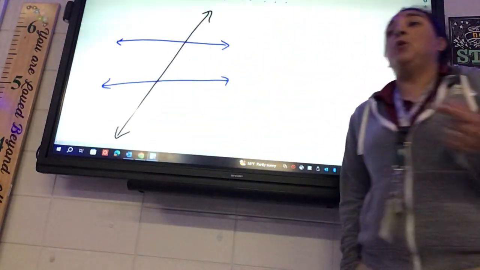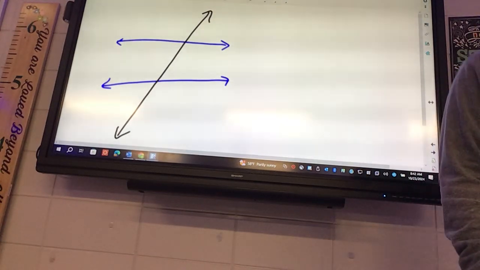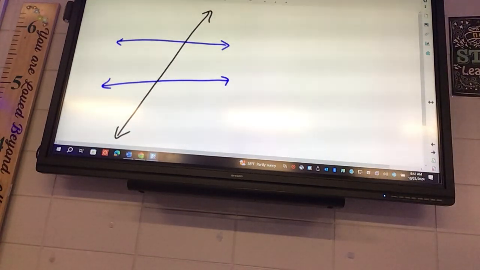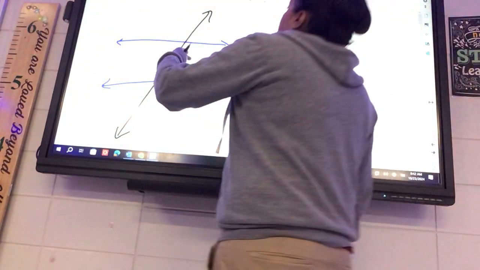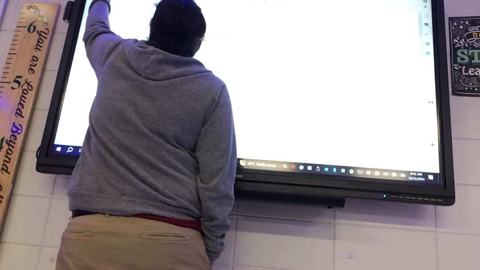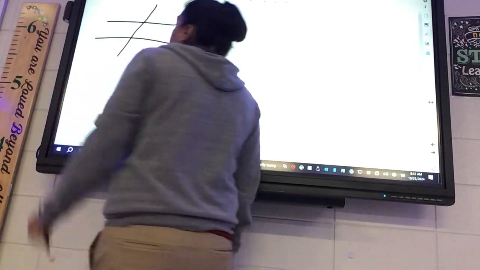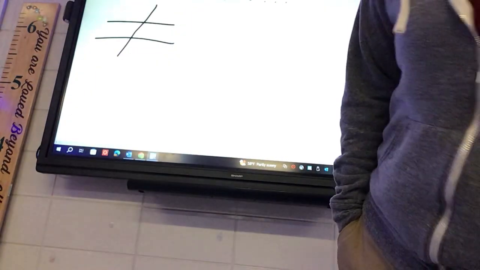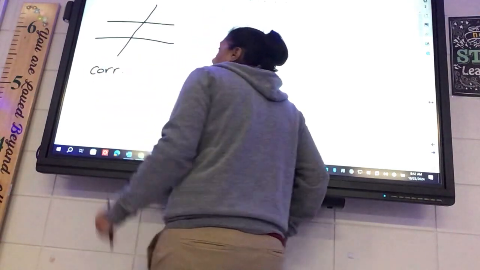Meaning it cuts through both of the parallel lines. That's what's happening in these pictures, on every single one, and we've got to talk about the angles within the pictures. So the first is what? The first is corresponding.